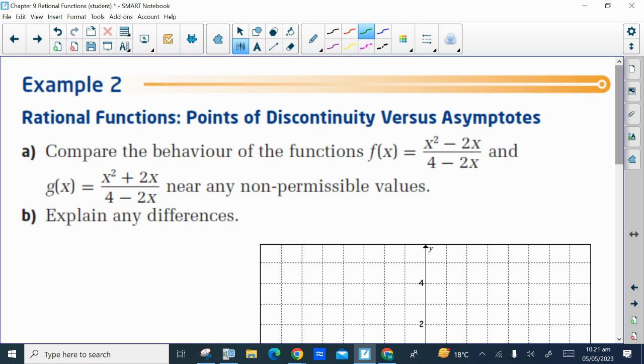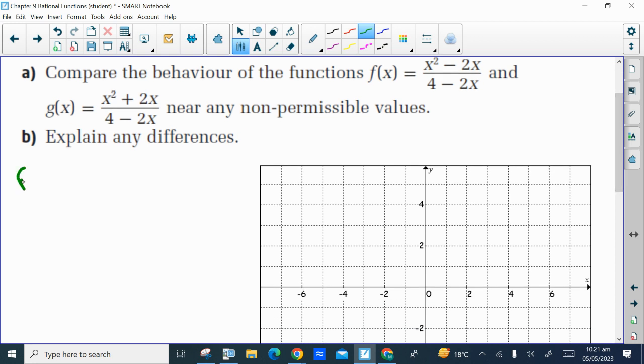So let's look at this one. We're asked to compare those two graphs. All that's different is the numerator has a different sign in between the terms. So let's look at f of x first. There is a common factor of x there. Take it out, you'll get x minus 2.